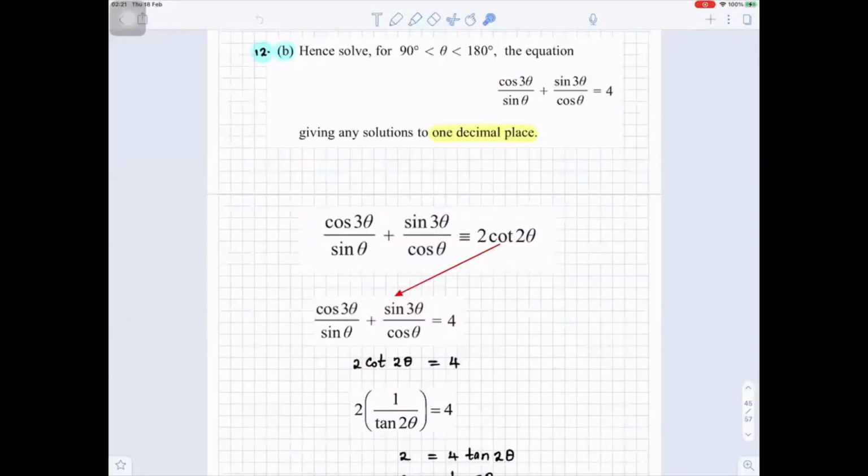12b, hence solve between 90 degrees and 180 degrees. That equation equals 4, giving your solutions to 1 decimal place. Now, we have shown before that all of this on the left-hand side we can change to 2 cot 2 theta. So instead of using the one on the left-hand side, we replace it with 2 cot 2 theta. So we're going to have 2 cot 2 theta equals 4. That's what we want to solve. We have replaced that with 2 cot 2 theta.